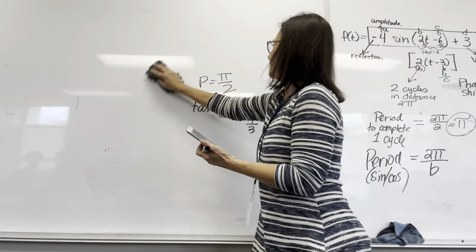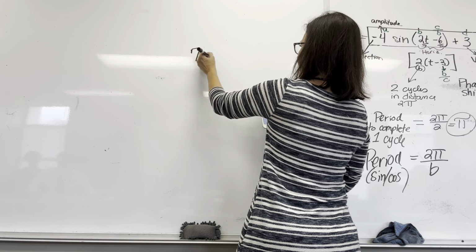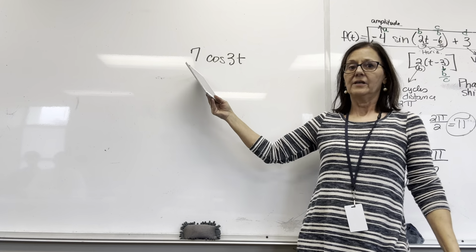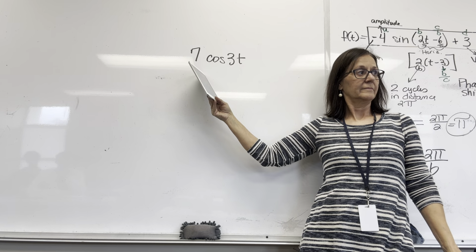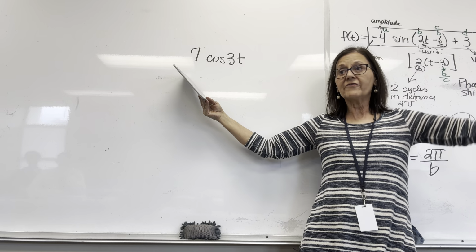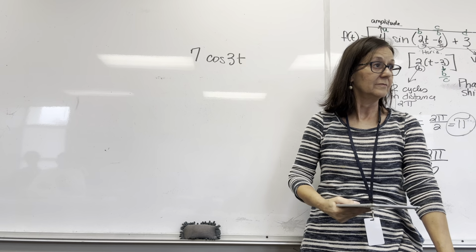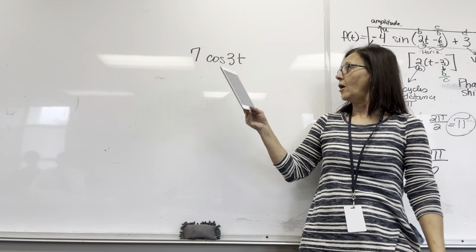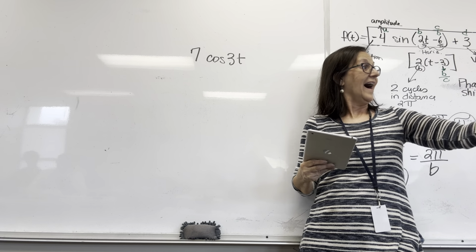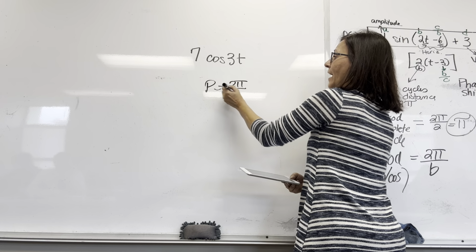Let's look at example three. I'm not going to use the same words they use. But tell me all the transformations here. What is this seven a transformation of? David? Amplitude. It's the amplitude, also known as a vertical stretch, right? That means it's going to go high, it's going to go low. Audrey, what about this three? What does this tell me? It's the B, so you put 2 pi over it. So the period is 2 pi over 3.